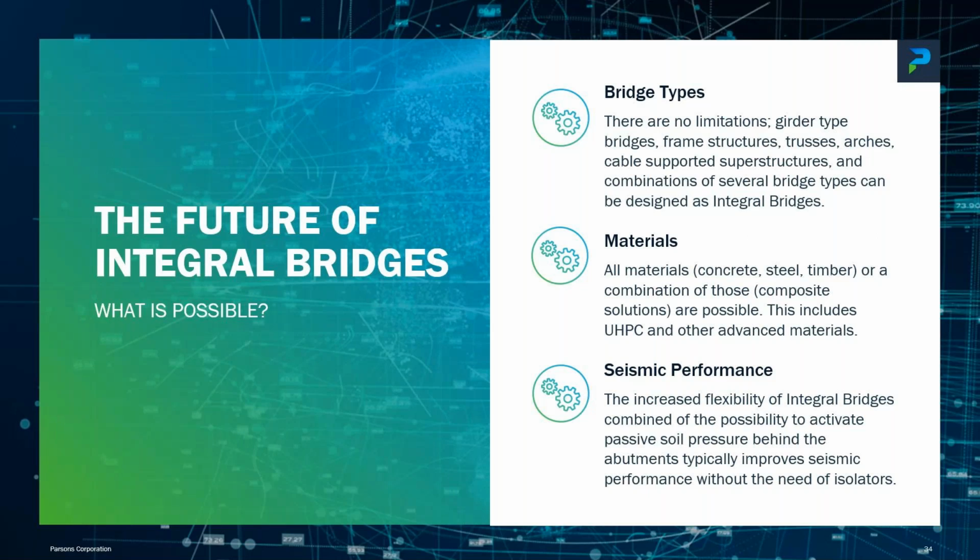From a materials perspective, you can use any material: concrete, steel, timber, or a combination of those, compositely or non-compositely, and that includes even advanced materials like ultra-high performance concrete. From a seismic perspective, I believe that integral bridges have a superior behavior because they allow you to activate passive soil pressure behind the abutments, which you get basically for free. And you can tune those bridges with the slenderness of their members so that they achieve the best seismic performance, and you don't necessarily need isolators.